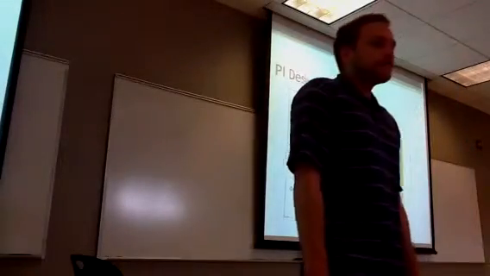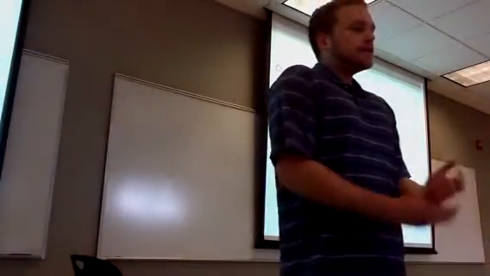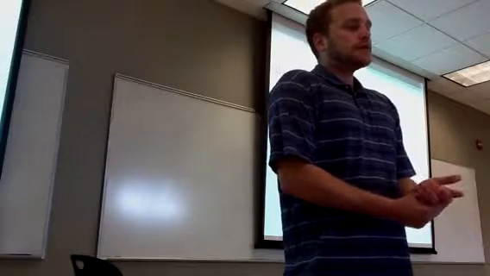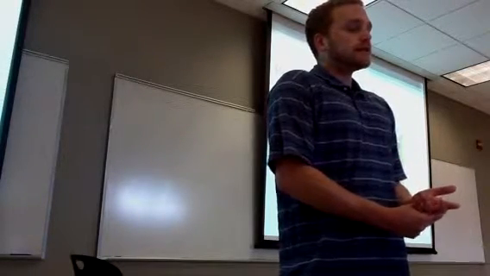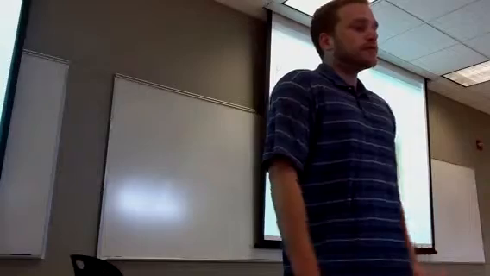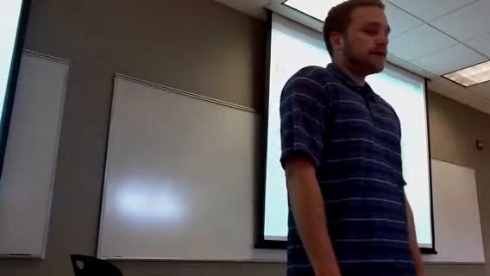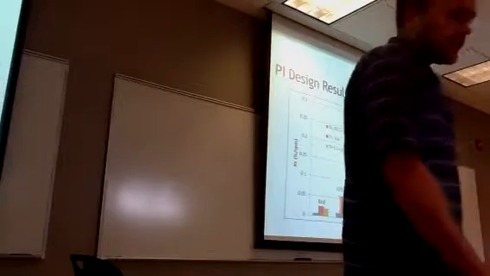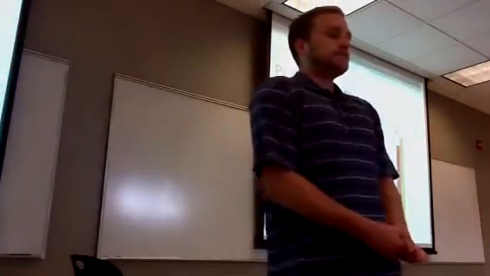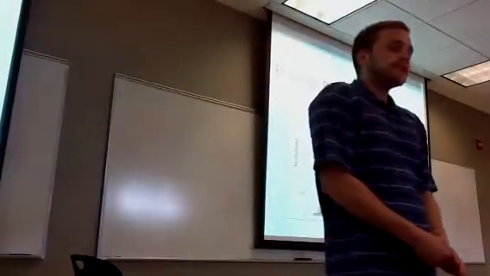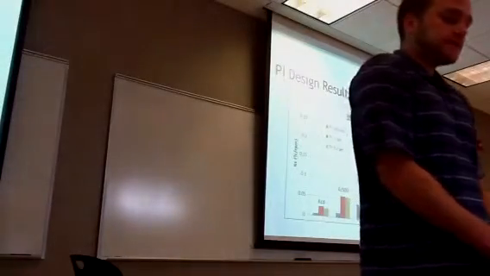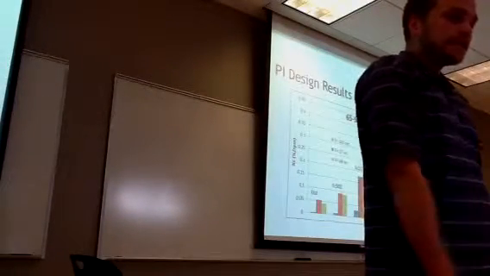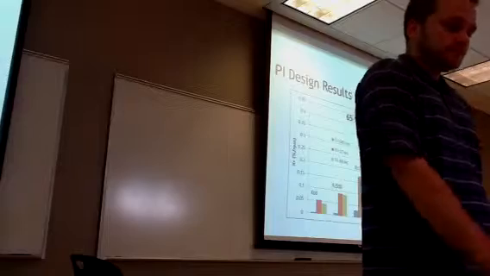Here are the proportional integral design results. You can see that the 0.2 seconds and 0.7 seconds behave very similarly, but the 0.04 seconds is significantly smaller. Here is the 35 to 65% region, which gave basically the same results, and also for the 65 to 90% region.